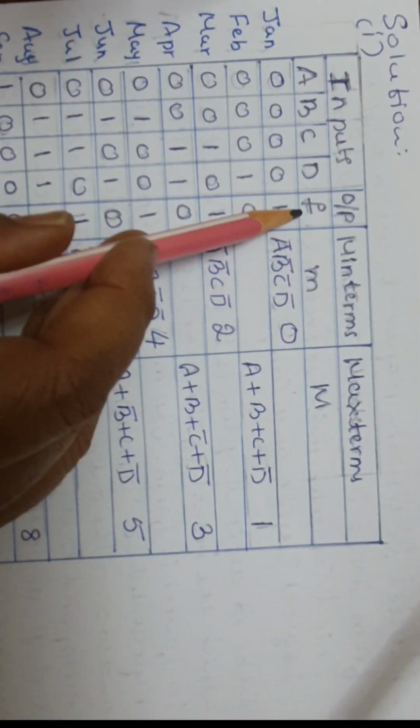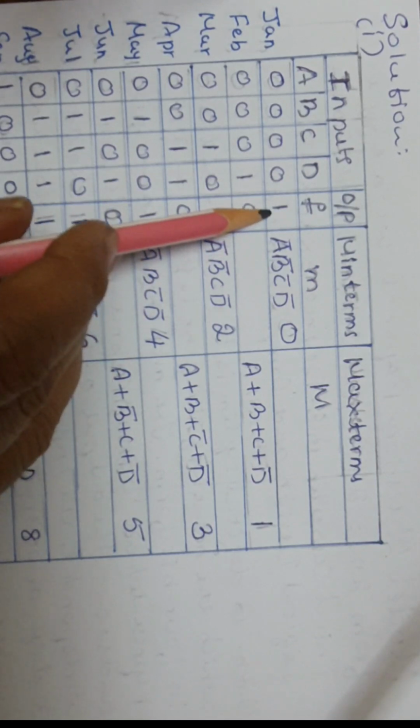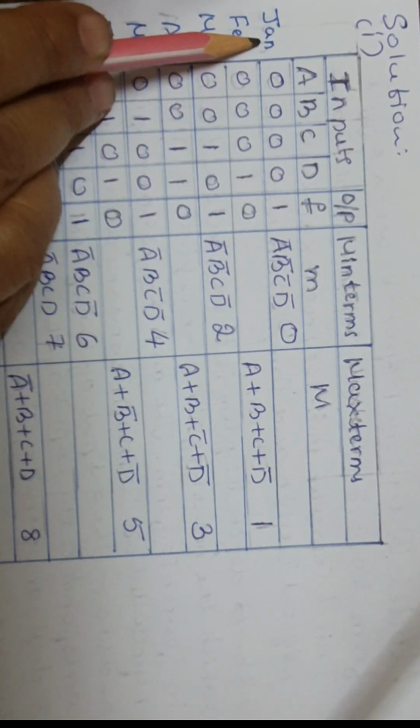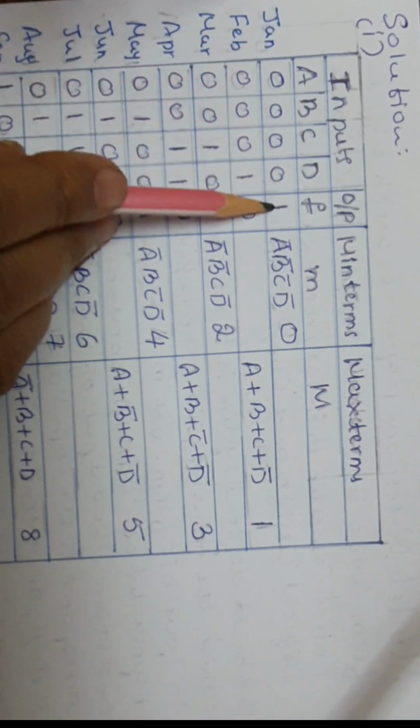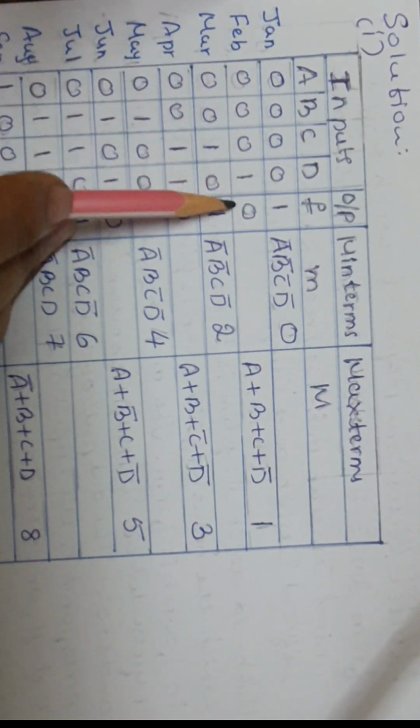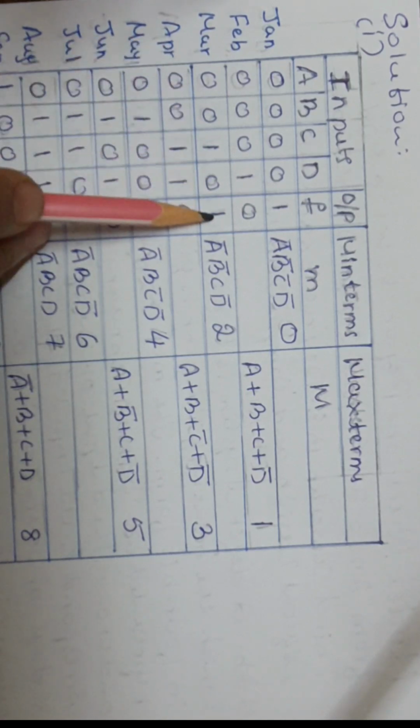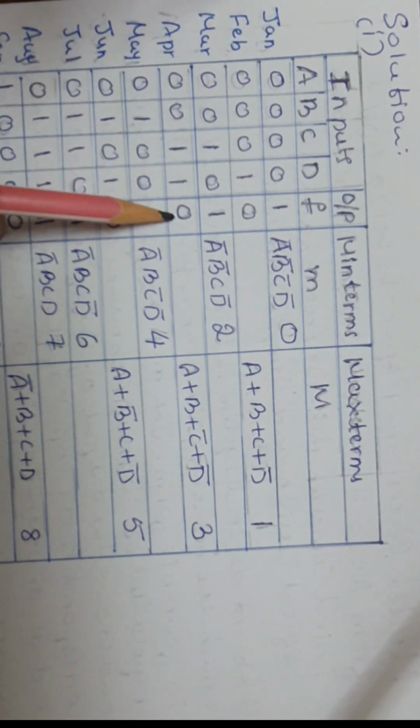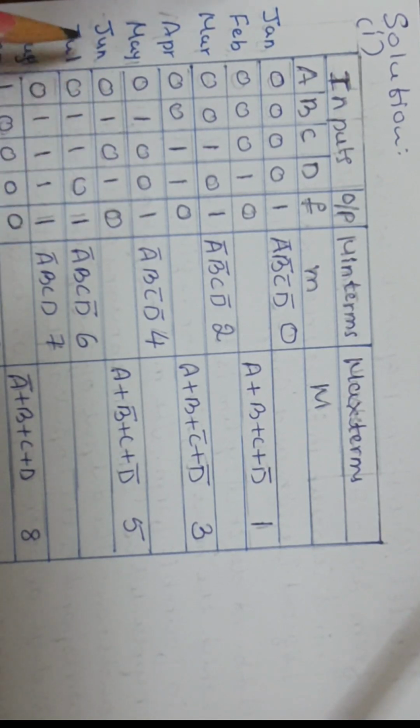Here the output column F is filled as 1 if that month has 31 days. January has 31 days, so 1 here. February not 31, hence 0. March 31, 1. April not 31, so 0. May has 31 days, hence output is taken as 1. June not 31, 0. July 31, 1. August has 31 days here. Here we have to be careful. July also 31 days, August also 31 days. Hence, both the outputs are taken as 1.